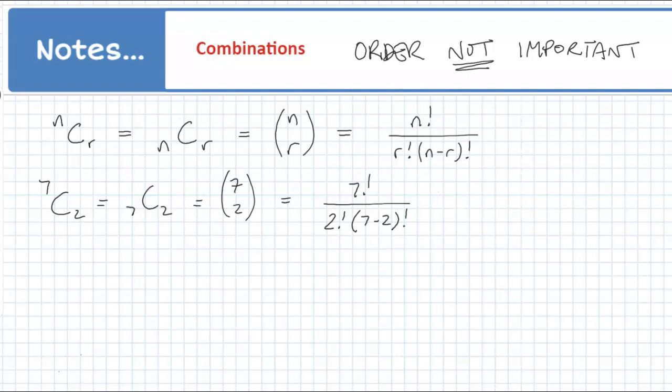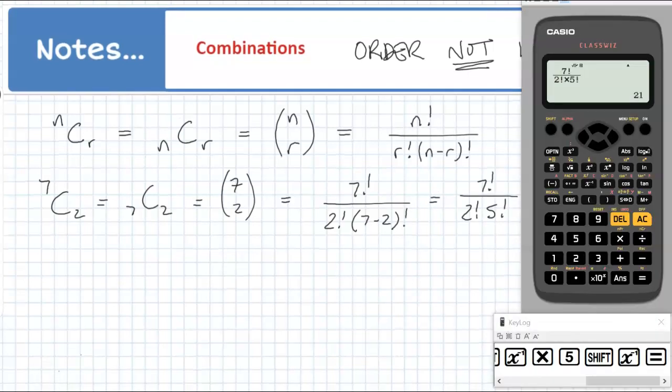Now, generally speaking, you're going to be able to do that subtraction in your head. If you appreciate that this n minus r is effectively just the difference between these two numbers, then rather than writing this whole thing out, I might just say to myself, well, I know the difference between 7 and 2 is 5. So I'll just say 7 factorial divided by 2 factorial multiplied by 5 factorial. And you can bang that out in your calculator and get an answer. We do that calculation, and we get the answer 21.